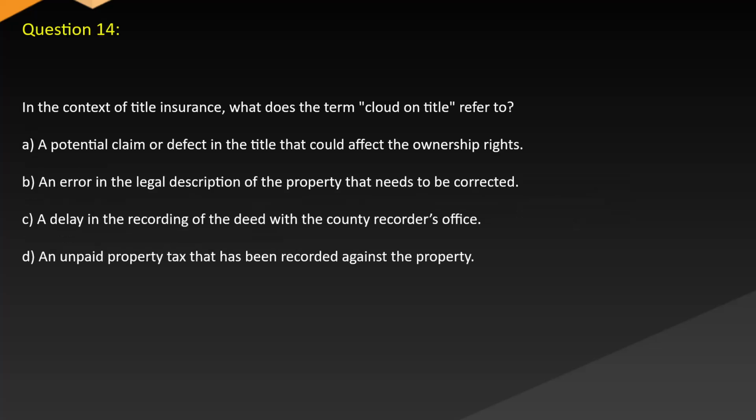Question 14. In the context of title insurance, what does the term cloud on title refer to? A. A potential claim or defect in the title that could affect the ownership rights. B. An error in the legal description of the property that needs to be corrected. C. A delay in the recording of the deed with the county recorder's office. D. An unpaid property tax that has been recorded against the property.